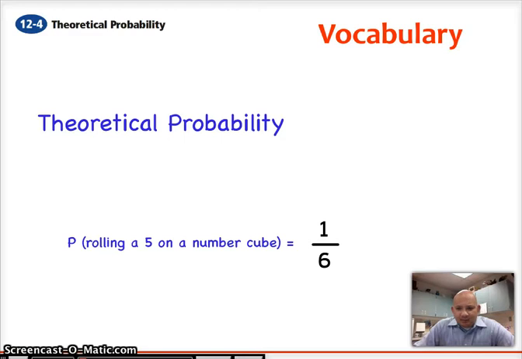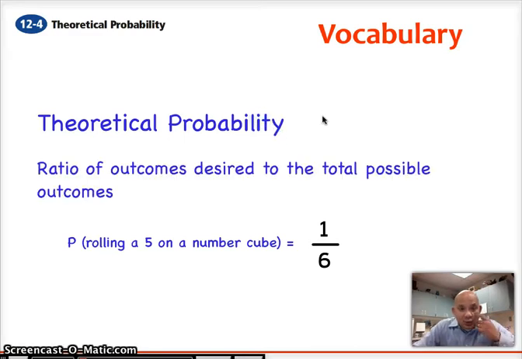Theoretical probability. Theoretical probability is the ratio of outcomes desired to the total possible outcomes. This is different from experimental probability. Experimental probability is always based upon experiments that have happened, and we look at the data. Here we don't have any data to look at. All we have to look at are potential outcomes. What do you think will happen?